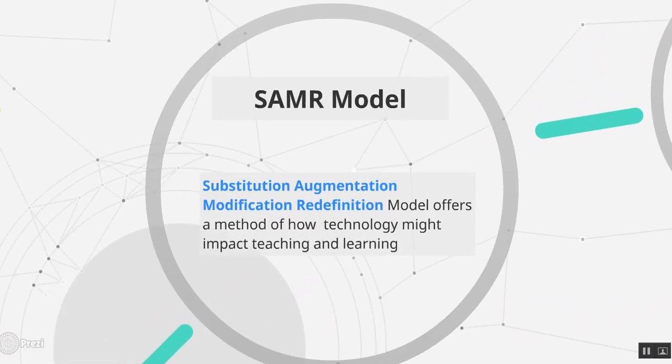The SAMR model, Substitution, Augmentation, Modification, Redefinition model, offers a method of how technology might impact teaching and learning. This is a method that shows a progression that adopters of educational technology often follow as they progress through teaching and learning with technology.